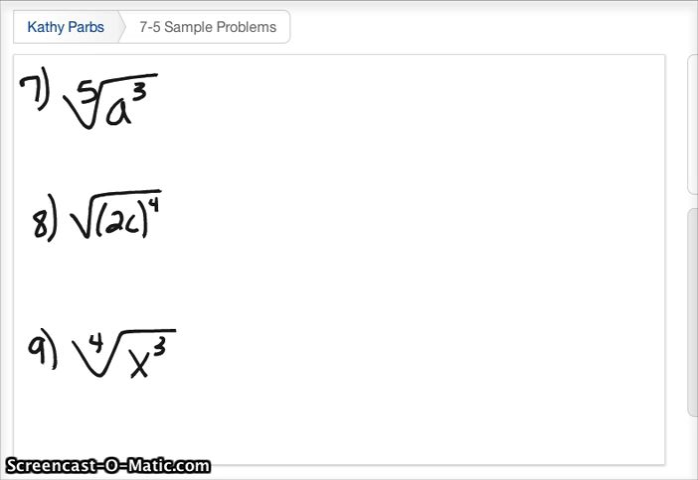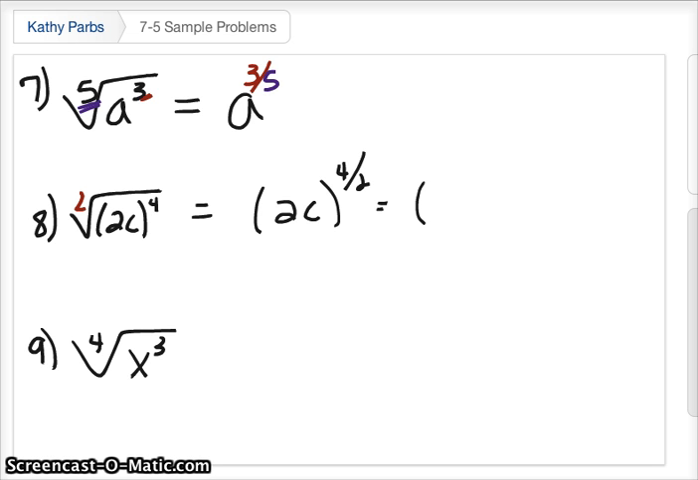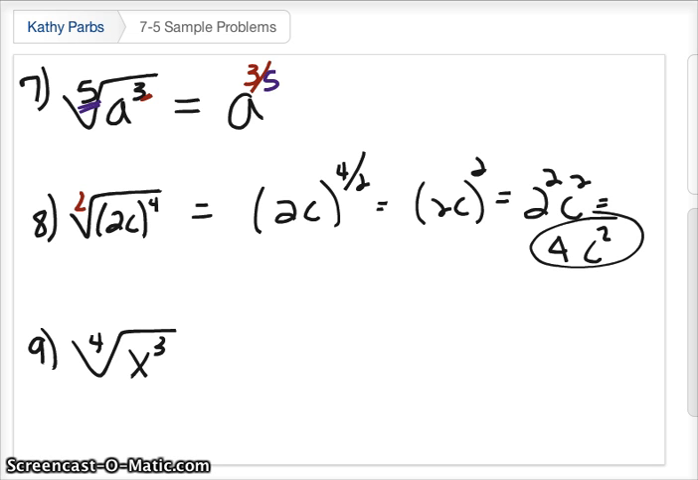In these examples, we want to rewrite these with rational exponents. So remember, the exponent will stay in the numerator, and the index will go to the denominator. So the fifth root of a to the 3rd would be a to the 3/5. Because of our parentheses, and remember, square root means an index of 2, this would be 2c to the 4/2, which is 2c squared. Distributing that would give us 2 squared c squared, which is 4c squared. This last example, x to the 3/4, exponent over index.